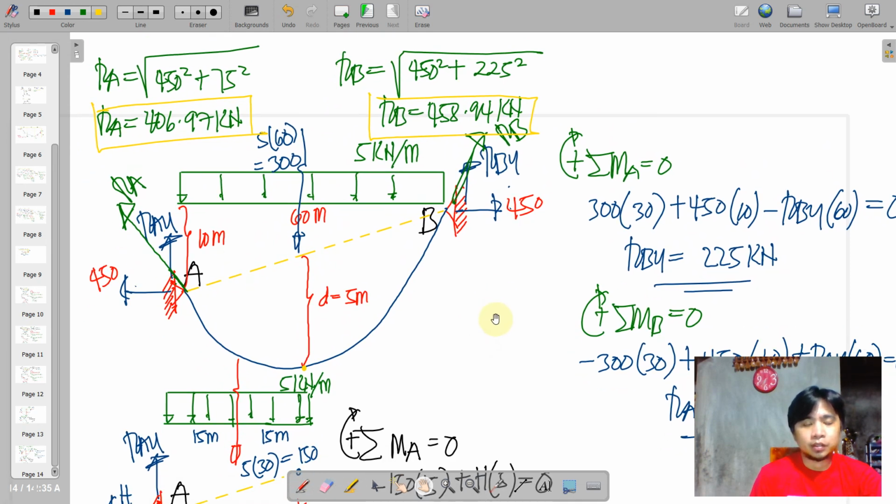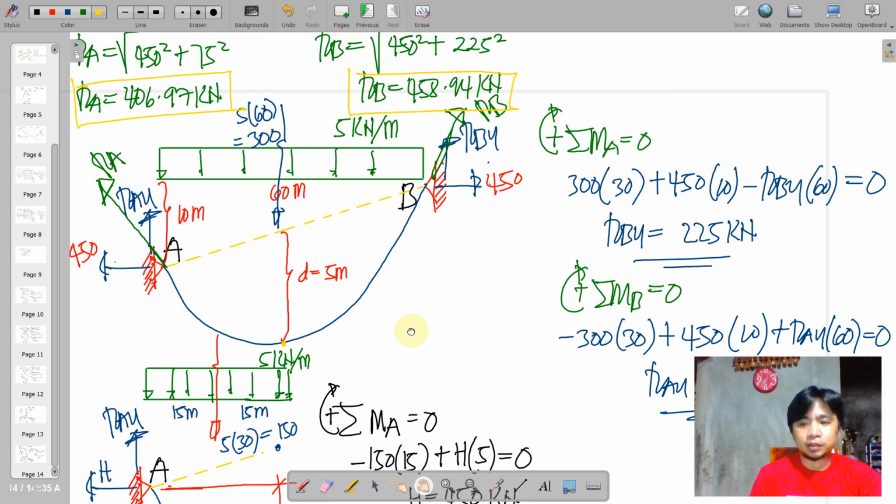So this is just an application of the joint method as well as components.